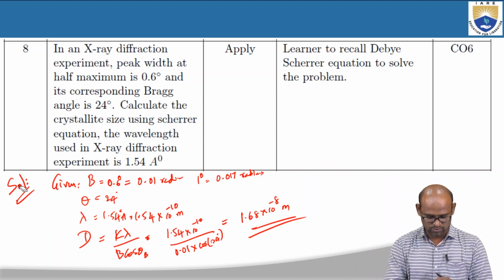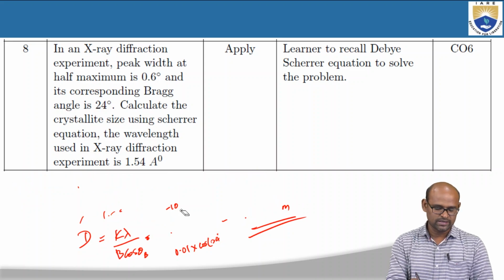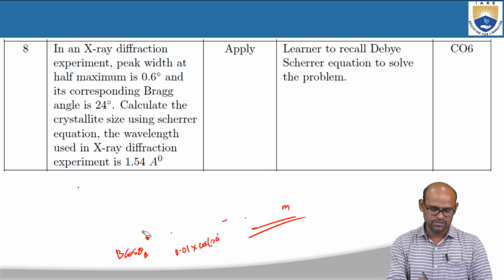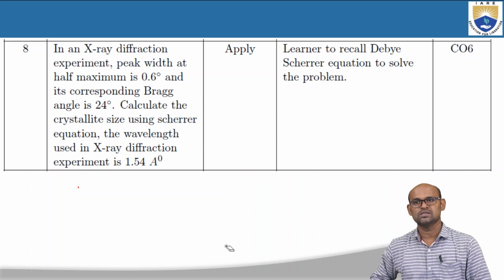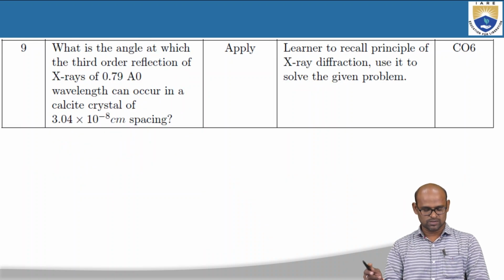So let us go to the next problem. We have used Bragg's equation and we have used Scherrer's equation. These are the two main equations apart from the surface to volume ratio formulas.